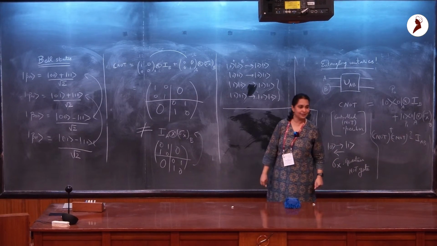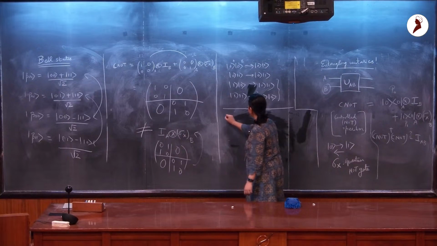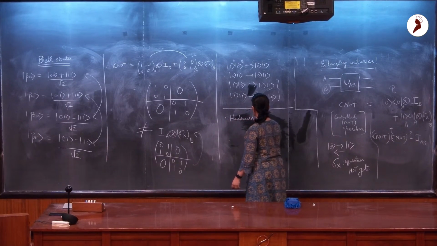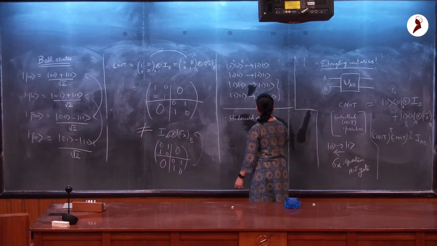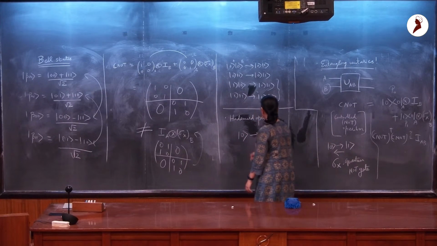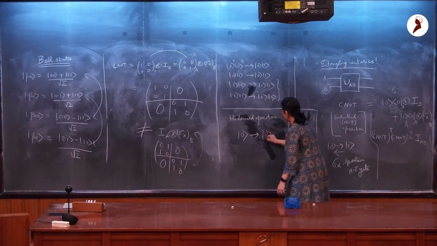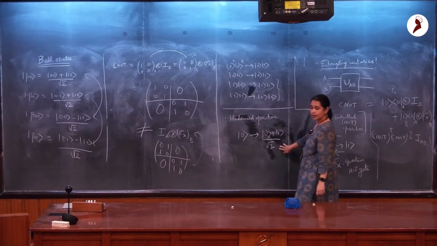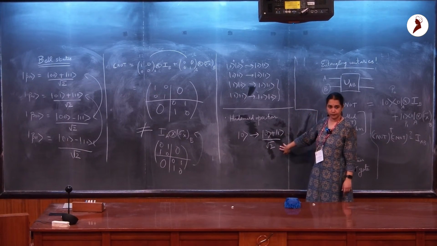Sorry? Hadamard. So this is what is called a Hadamard operation. It's something all of us are familiar with in a different way. See, what do I want to do? I want to make 0, let's say, into a uniform superposition of 0 and 1. But this is nothing but a sigma x eigenstate, right?